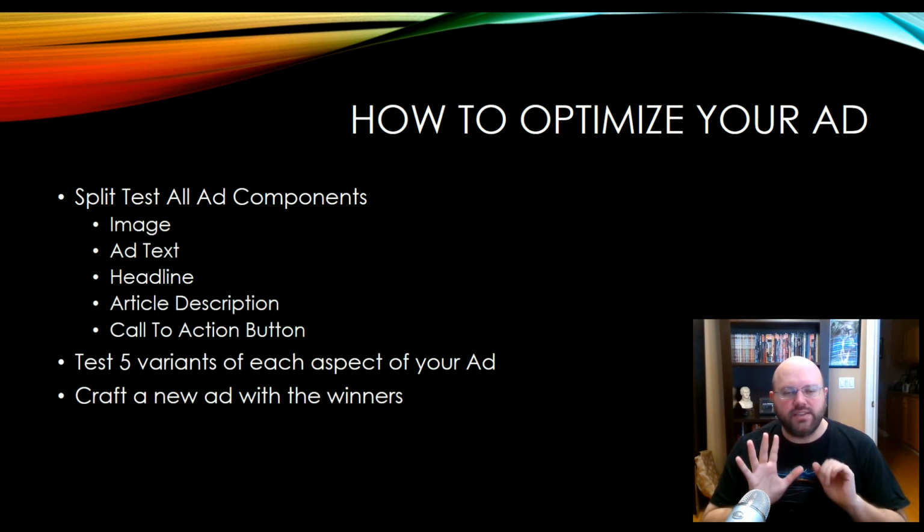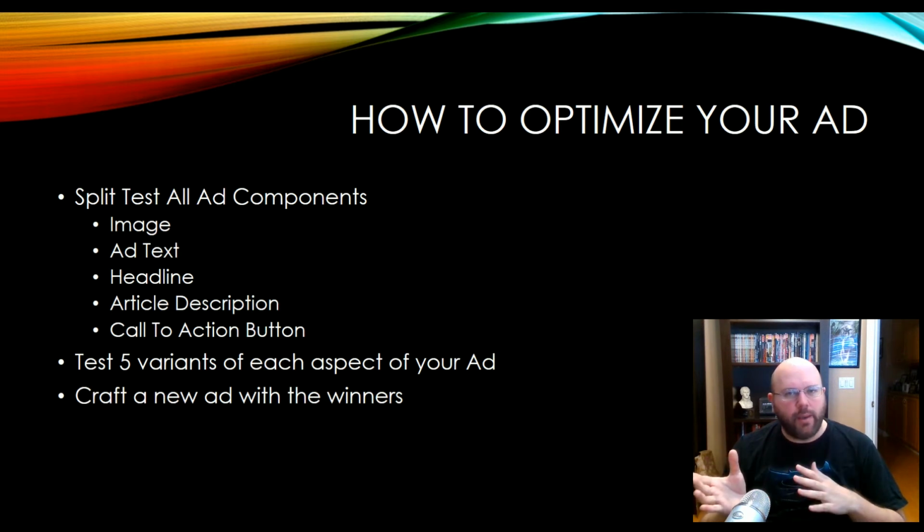Now, you want to test 5 variants of each aspect of your ad. So you want to test out 5 different images, 5 different types of ad text, 5 different headlines, 5 different article descriptions, and 5 different call to action buttons. Now, once you've done a full round of testing for your ad, you take all the winners of those different tests, so the best performing image, ad text, headline, article description, and call to action button, and you craft a whole new ad using all those winners.